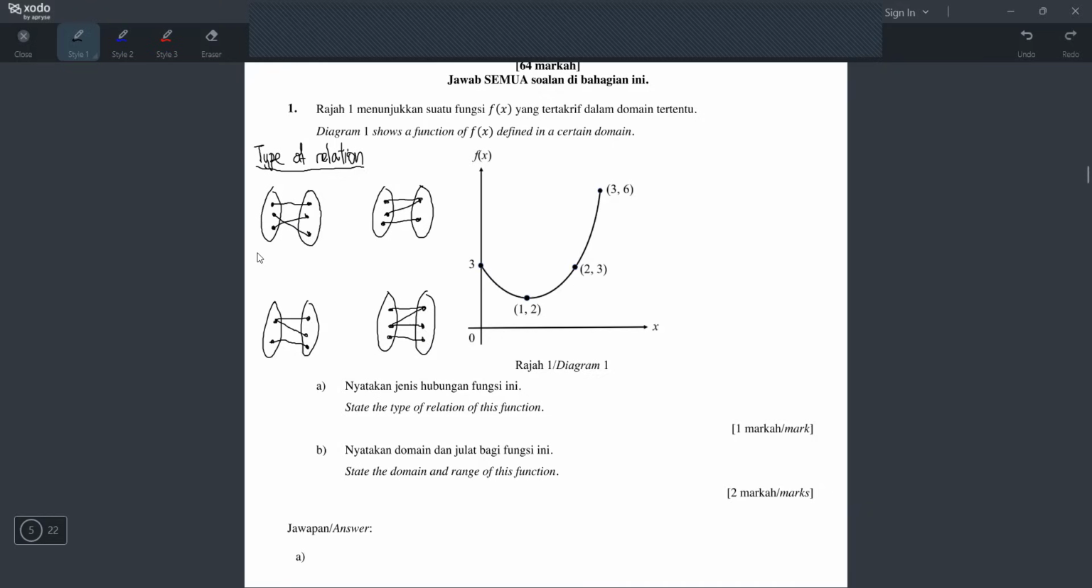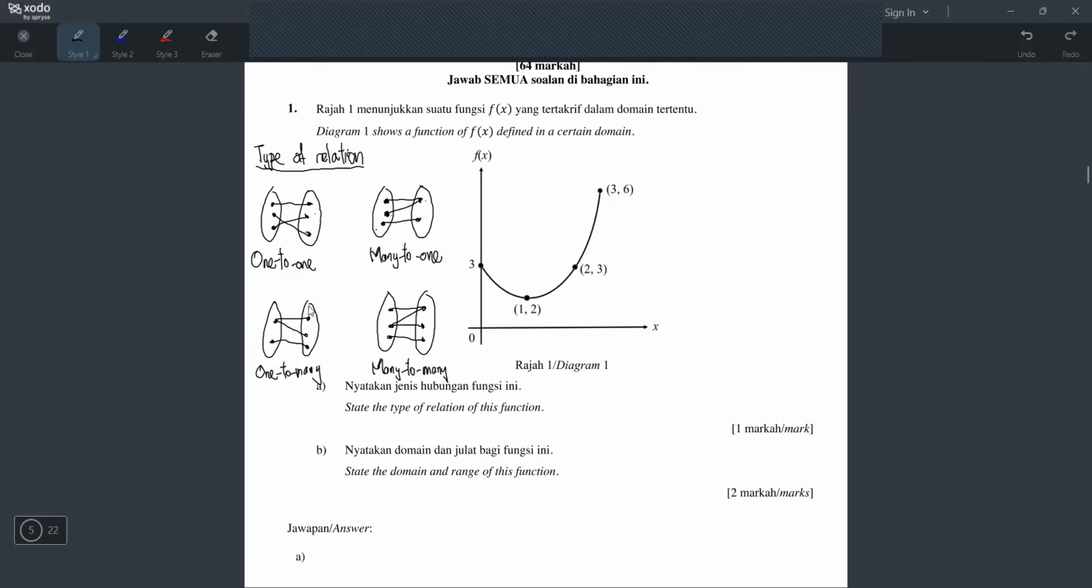This one we call one-to-one. This one we call many-to-one. This one we call one-to-many. And this one we call many-to-many. Let me explain a little. For one-to-one, one object has one image: one object, one image, one object, one image. For many-to-one, one object has one image, this object also has one image, but these two different objects have the same image. So we call this many-to-one, but every object still has one image.